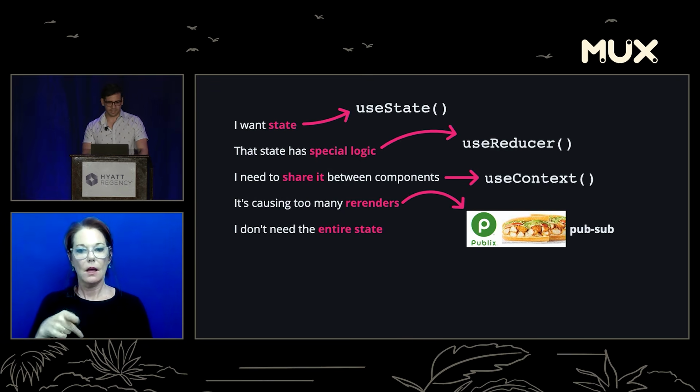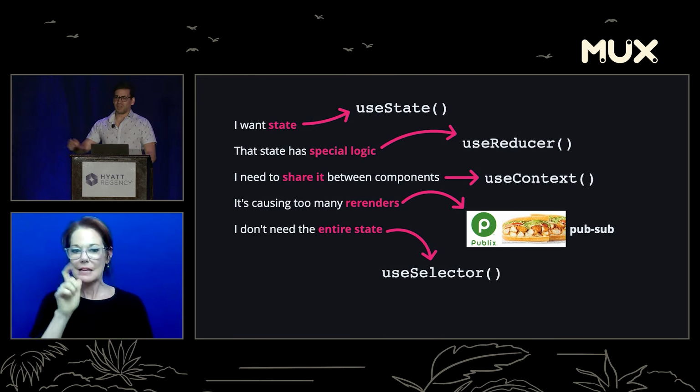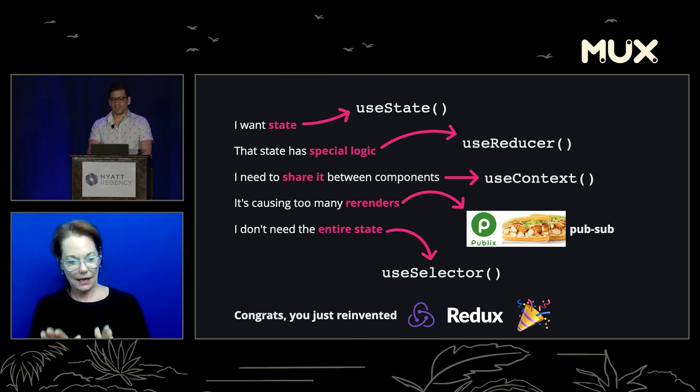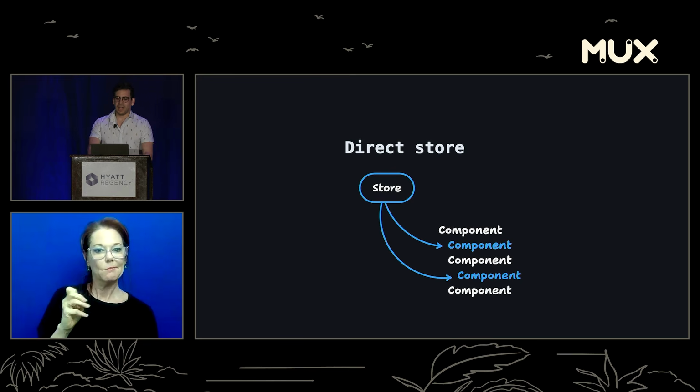I hear my Floridians. I don't need the entire state, so you have a useSelector hook, and at that point, you essentially just reinvented Redux. And if you want to know how, just talk to Mark Erickson. He's in the crowd somewhere.